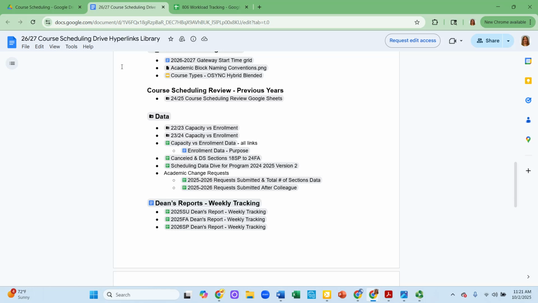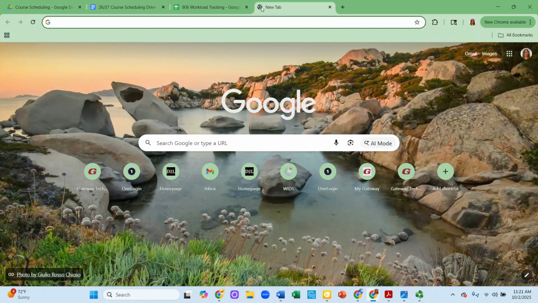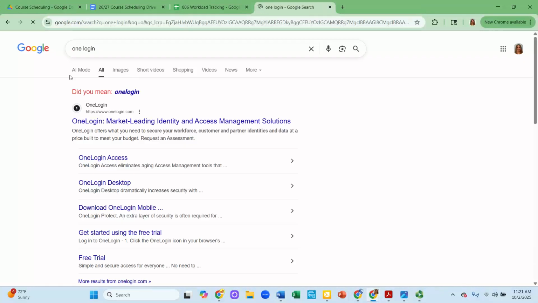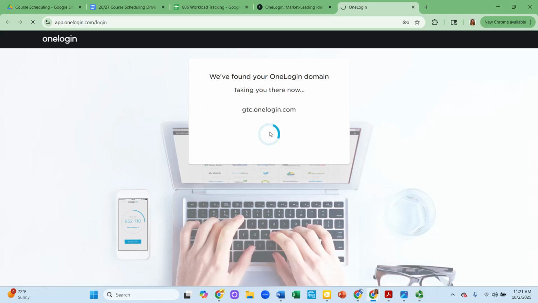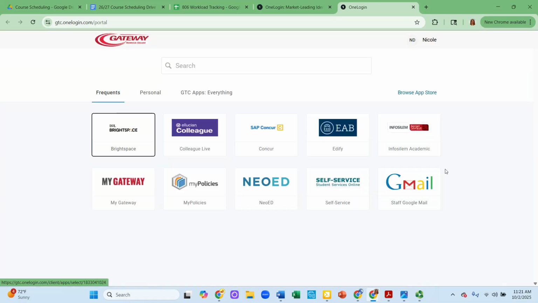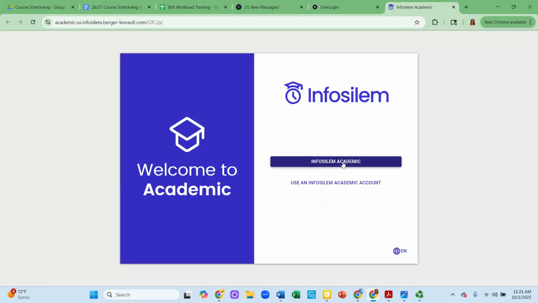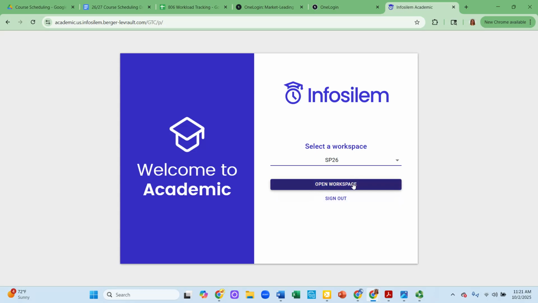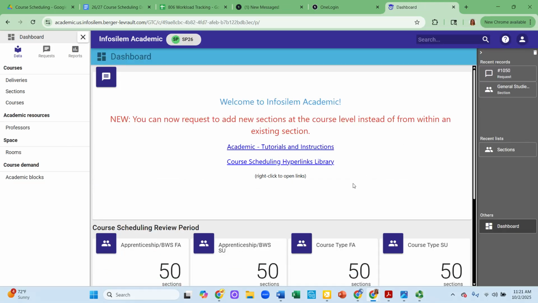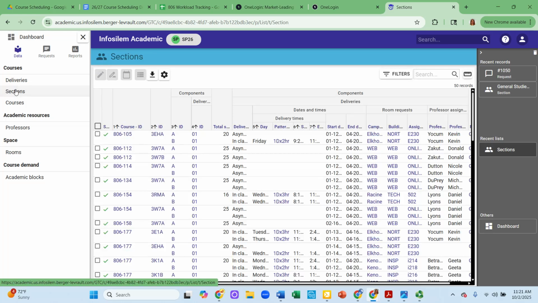So then what I do is I go into Infosilem. I get to it by just Googling OneLogin. I'm just going to log in real quick. And once you're in your OneLogin, you can go into Infosilem. And I'm going to go into Spring 2026 and go into the sections here.